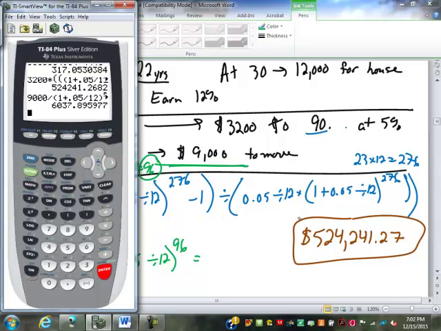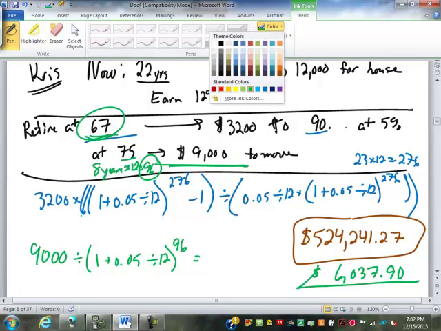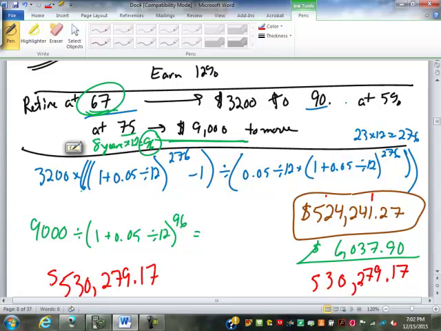So this really only needs to be $6,037.90 to cover the $9,000 in moving costs. So now we have to add those numbers together. So $530,279.17 is what is required at 67 to cover the obligations after 67.